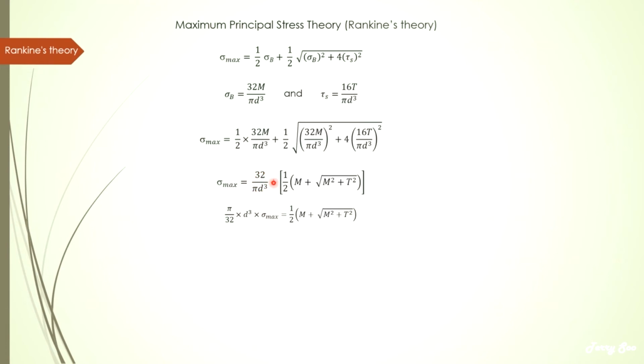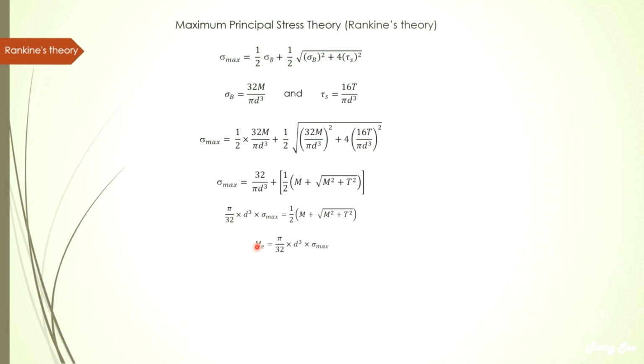Actually this bracket here can be removed. Your pi d cube over 32 cannot be removed, sorry. This plus should be removed. This 32 over pi d cube, bring it over. So you have pi over 32 times d cube sigma max, and this side, you have half of M plus the square root of M squared plus T squared. Remember, help me to remove this plus, yeah?